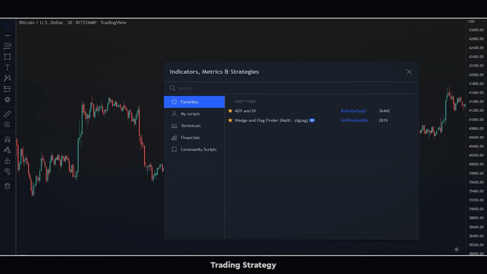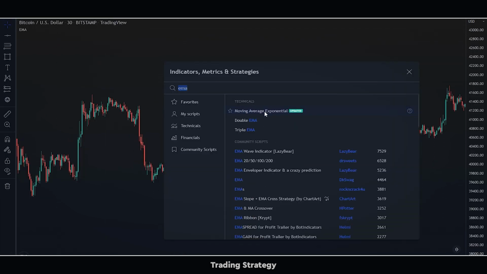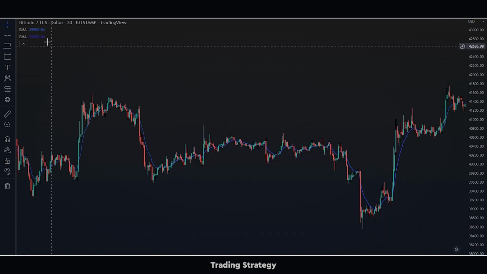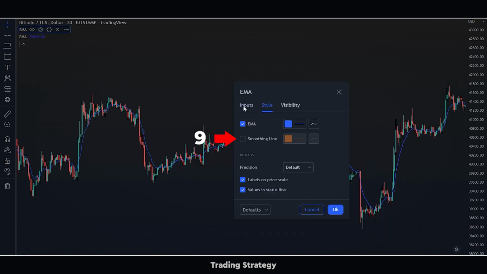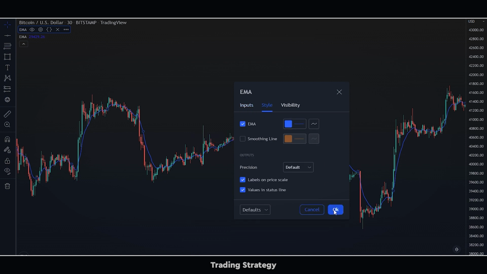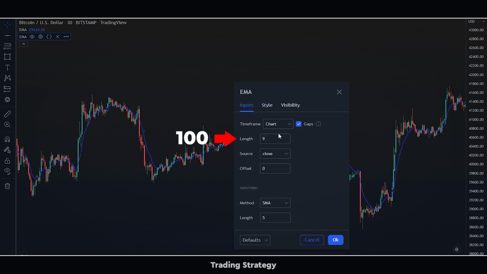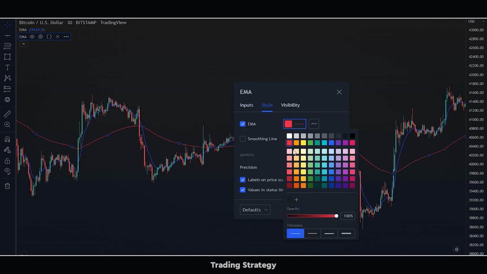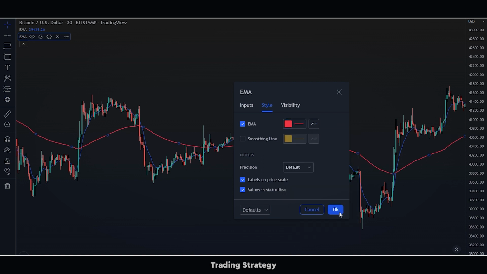The first thing we will have to do is select two exponential moving averages. The first exponential moving average, we will put it with 9 periods and in blue. The second exponential moving average, we will make it 100 periods. We will change its color to red, and we will increase its thickness a little.